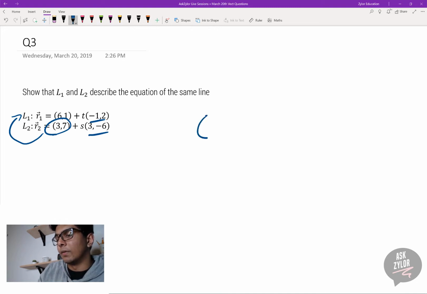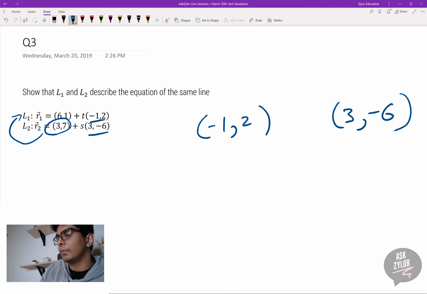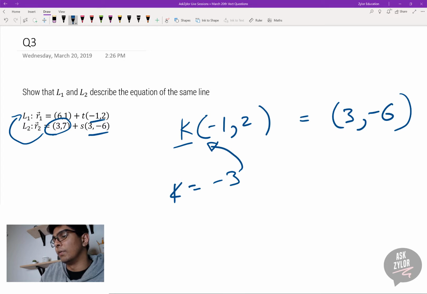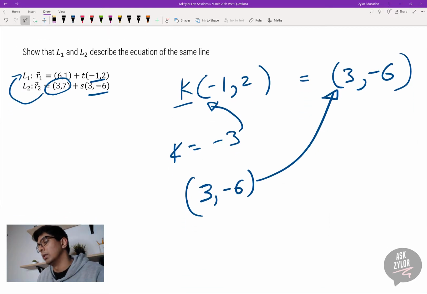So my direction vectors are -1 and 2, and then 3 and -6. That means these slopes have to be the same, or it needs to be a multiple of one or the other. So I'm just going to say k is some multiple. So what can k be to give me 3 and -6? So k could be -3. If I plug in -3 for k, I should get 3 and -6, which is the same as the other direction vector. So I know that these two slopes can be parallel. So I've done one check.